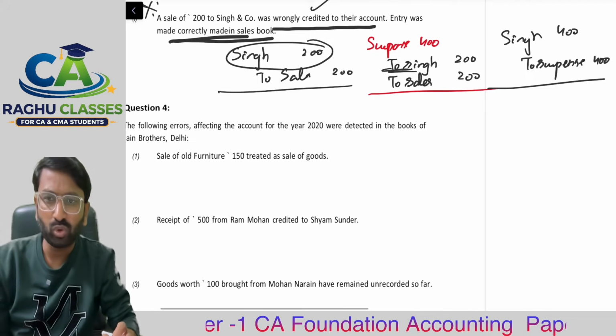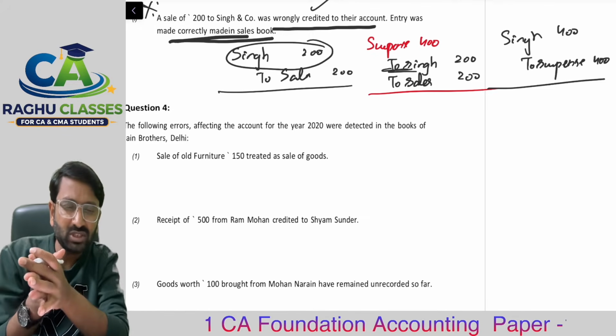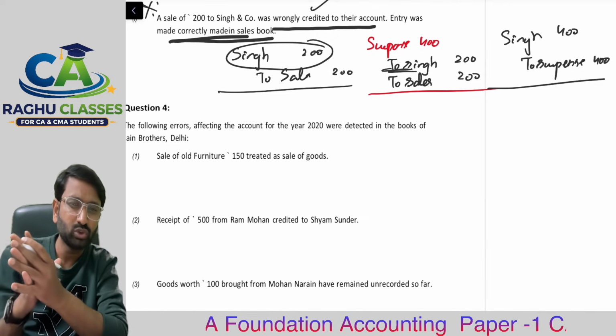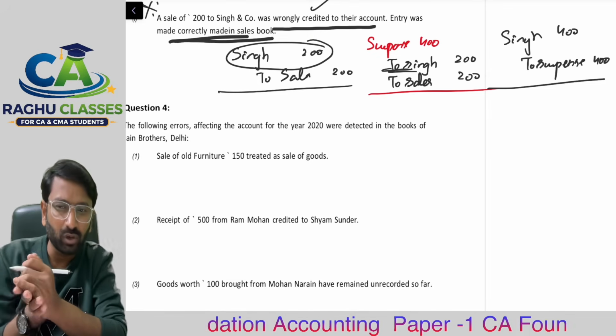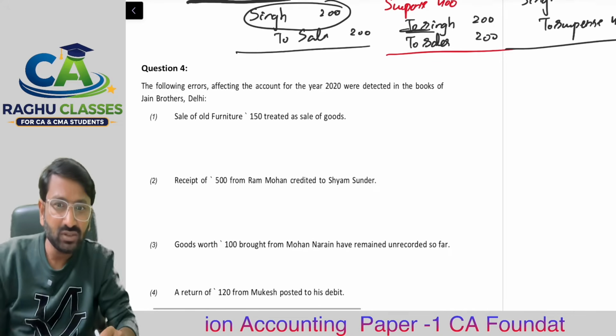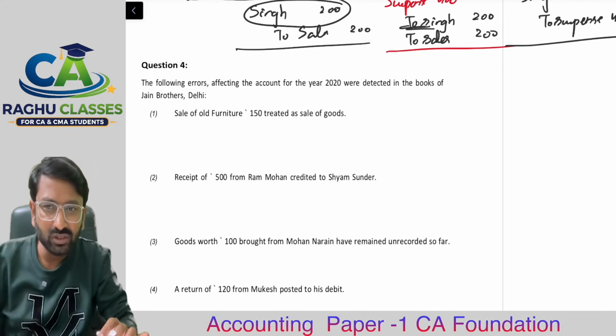Next, we'll move on to the next question. See, all these questions I've taken from the ICA study module only. So you can just keep the material with you and verify whatever questions I'm doing and work them out. The following errors affecting the year 2020 were detected.